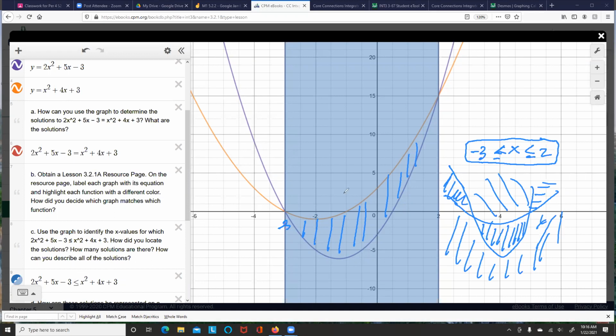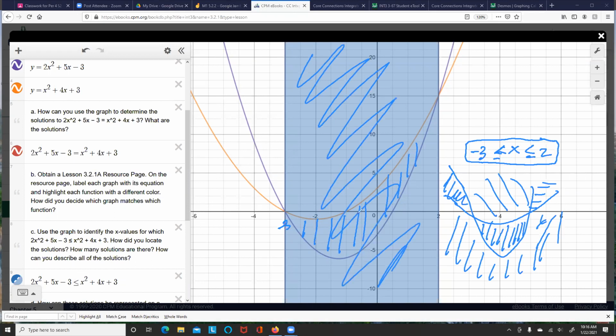So it's going to be this whole region right here. And why is it not just this region right here? And why is it the whole thing? Our answer, what you should be shading in, is this whole thing. Okay?